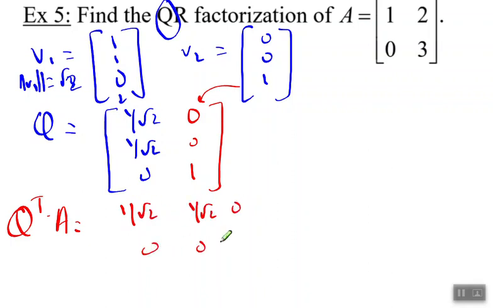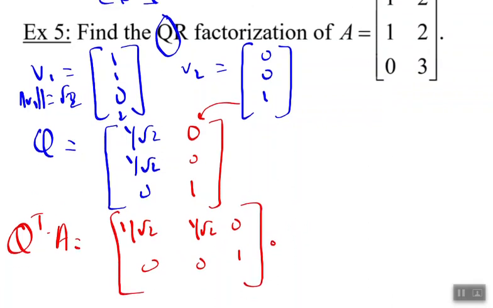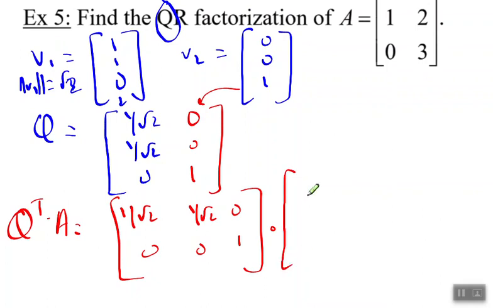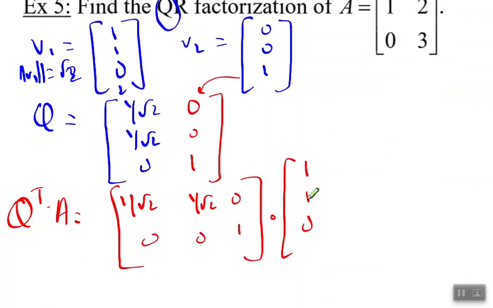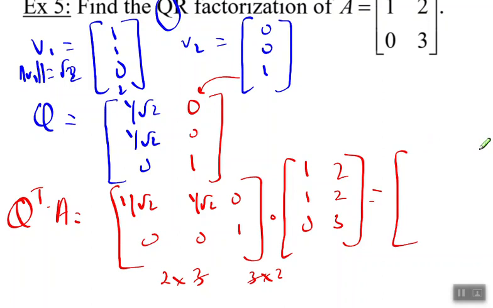And we can do this in our head, honestly. Most of the time, the math is going to be pretty simple. And then times A, we have 1, 1, 0, and then A was 2, 2, 3. So Q transpose times A. Because I'm slow, this is 2 by 3, and this is 3 by 2, so we're going to have a 2 by 2, right? It's going back to just the basics.